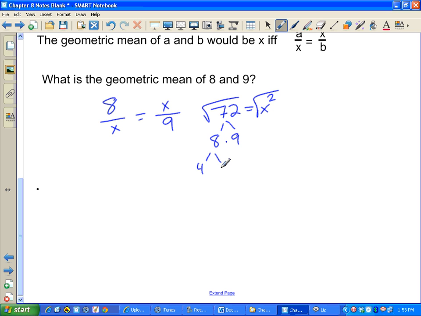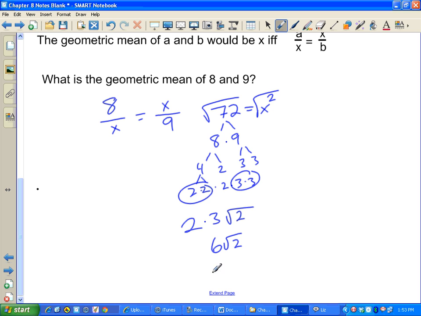8 is 4 and 2. 9 is 3 and 3. 4 is 2 and 2. So I've got 2 times 2 times 2 times 3 times 3. I have a pair of 2's and a pair of 3's. The 2 stays in, so I have 6 square root of 2. That is the geometric mean of 8 and 9.